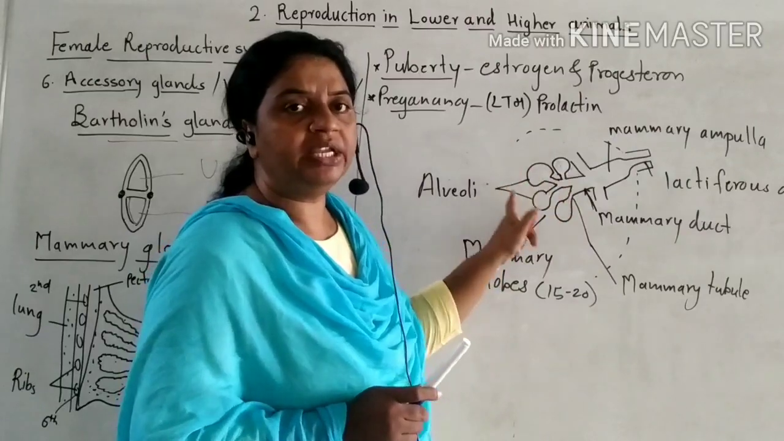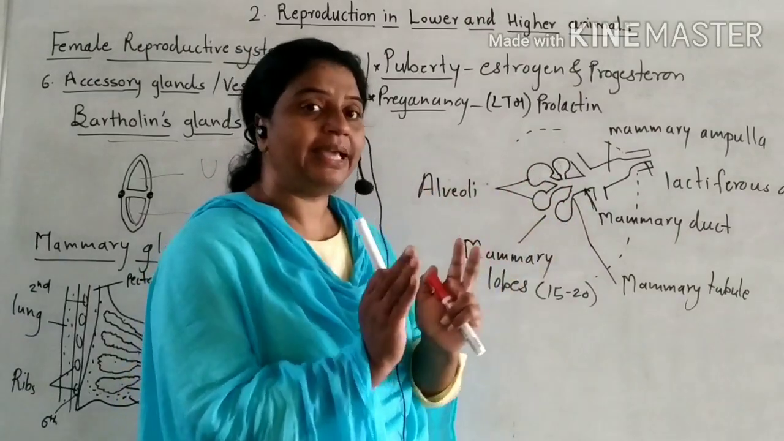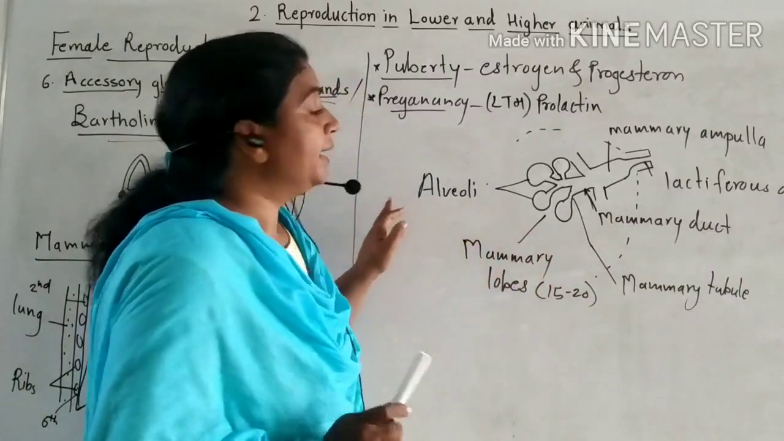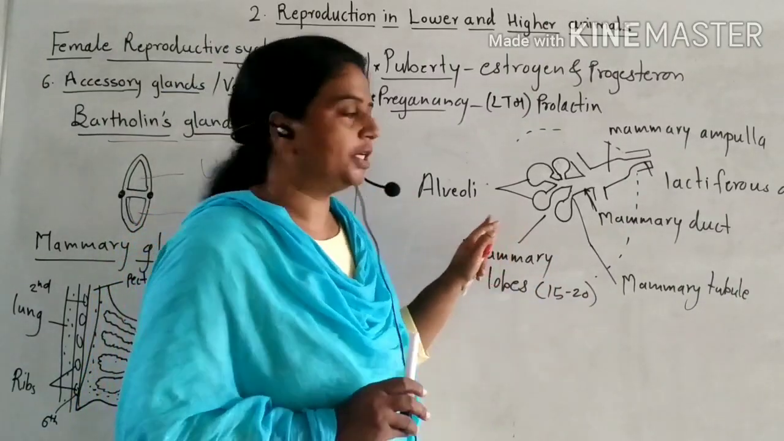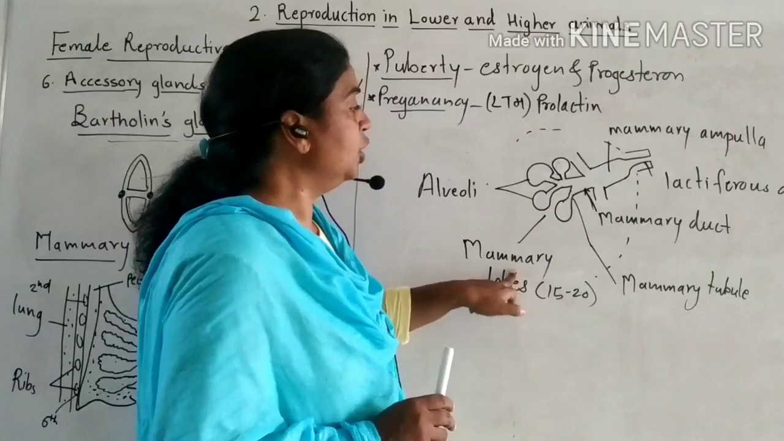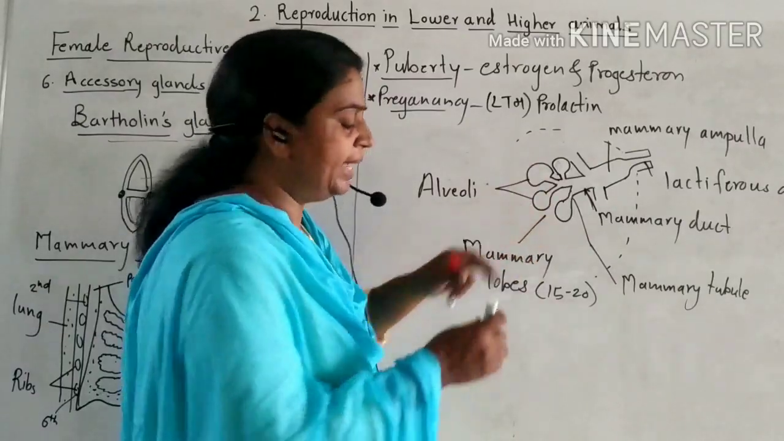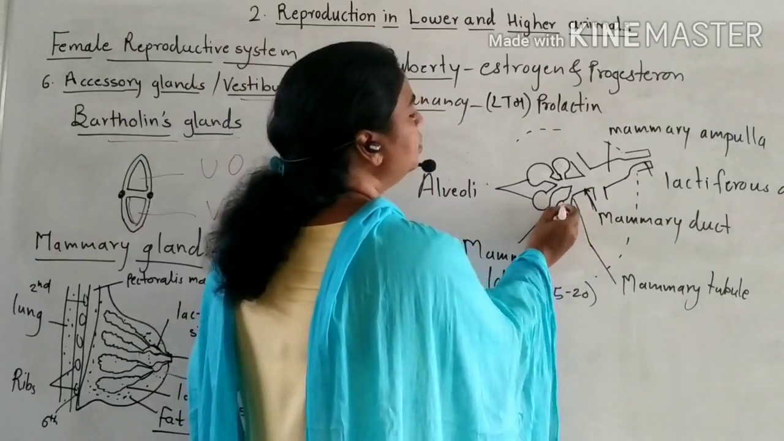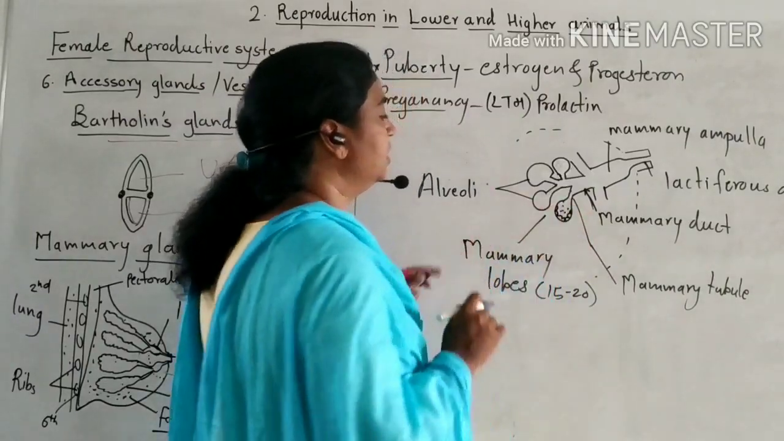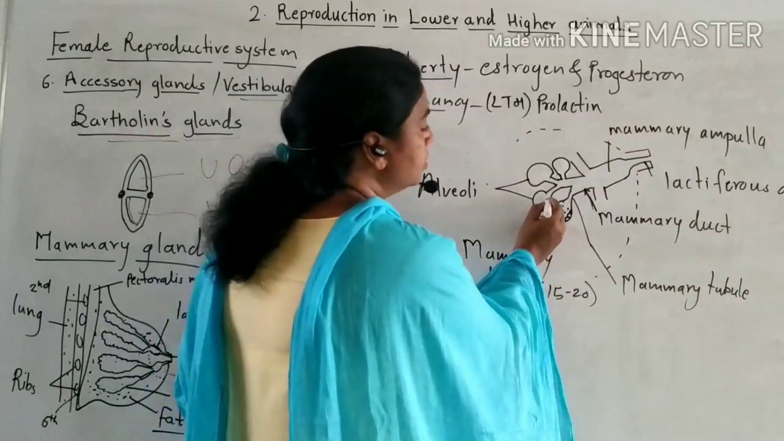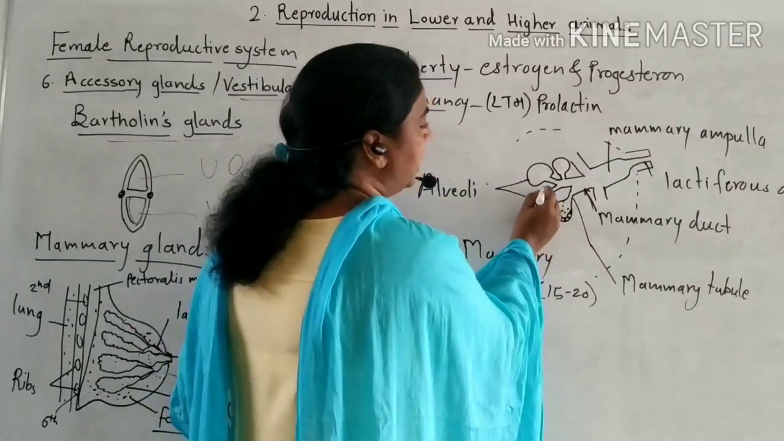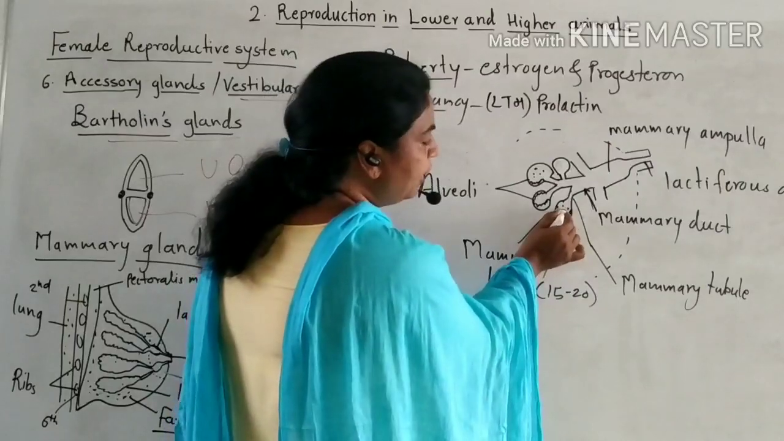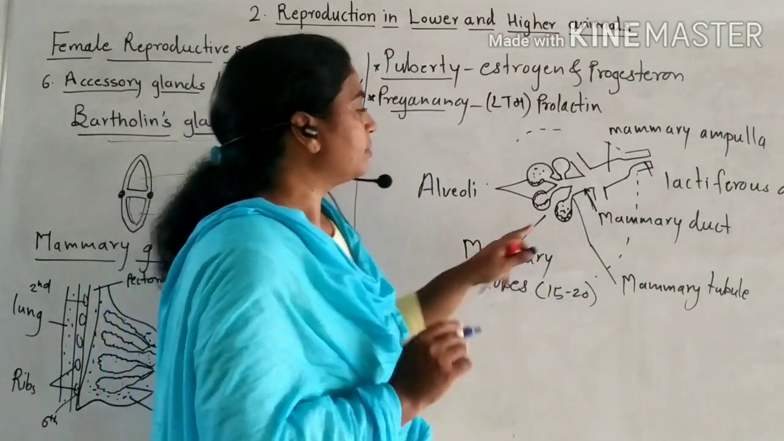I have drawn only a few alveoli, this grape-like structure. These alveoli are like a grape bunch-like structure. This mammary lobe has a number of alveoli. These alveolar cells secrete milk. The alveolar glandular cells or glandular epithelium secrete milk which is stored in the lumen of the alveoli.